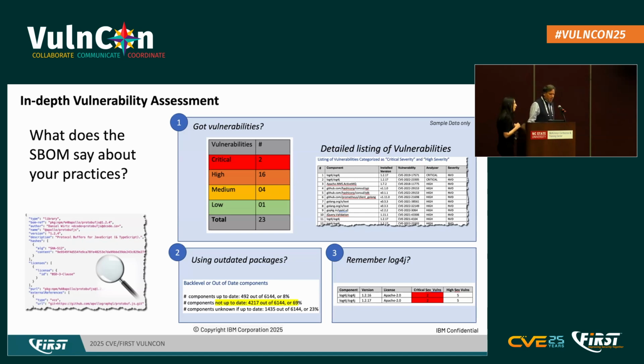Additionally, beyond just the vulnerabilities, we at IBM are putting a very strong emphasis on looking at the percentages of what your packages are at the latest release level, what's potentially back level, and then even what's the percentage where we're not able to get a read.